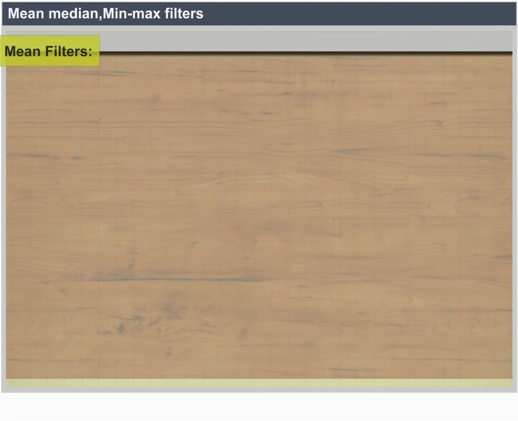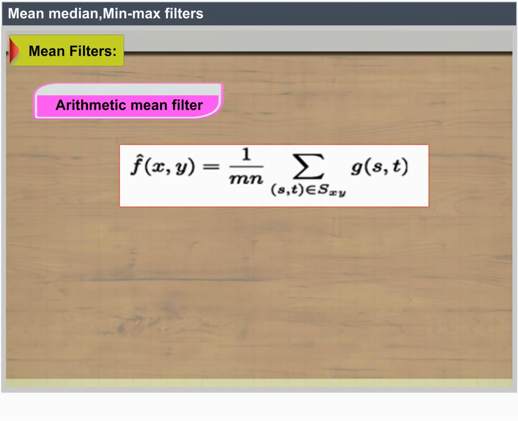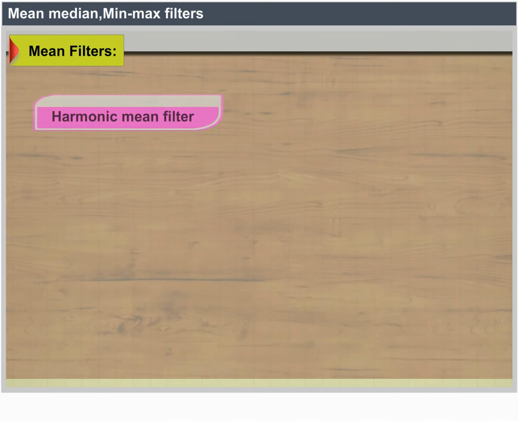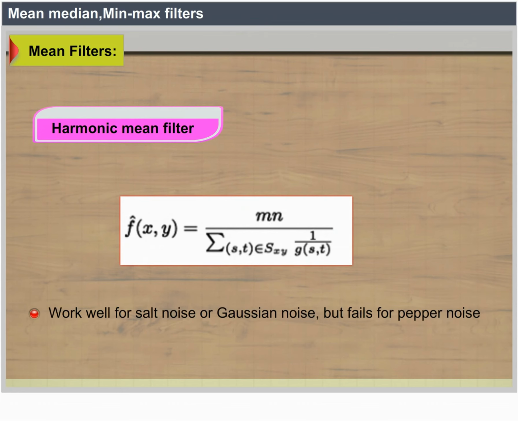Mean filters. Arithmetic mean filter equations are also shown. Geometric mean filter equations are also shown. Harmonic mean filter equations are also shown. Works well for salt noise or Gaussian noise, but fails for pepper noise.